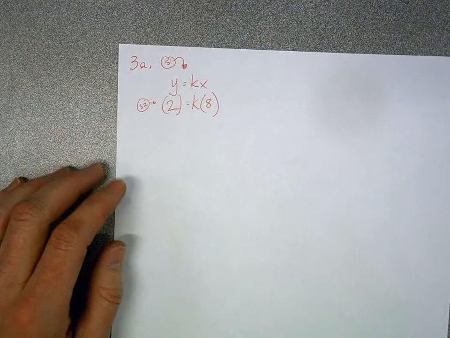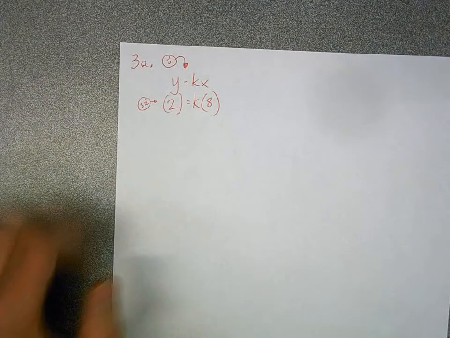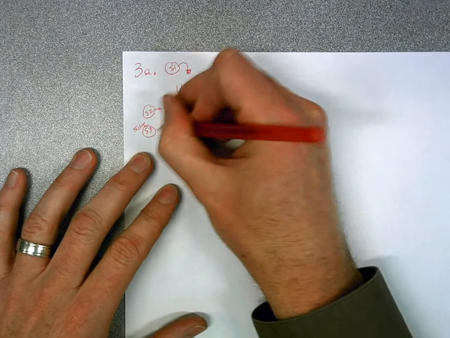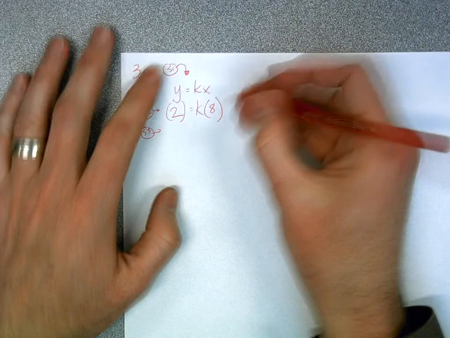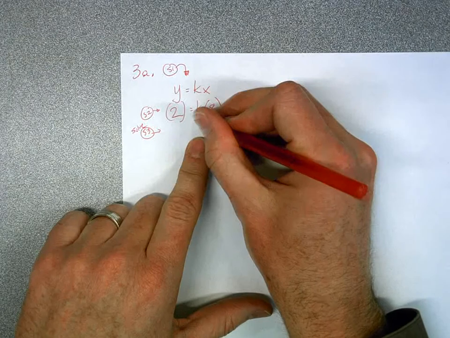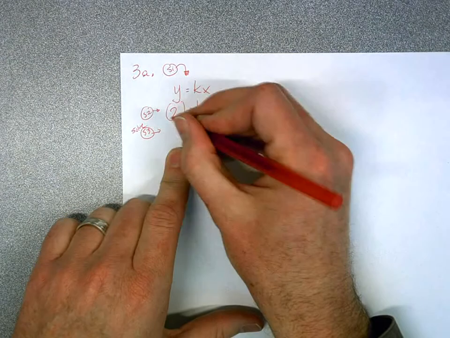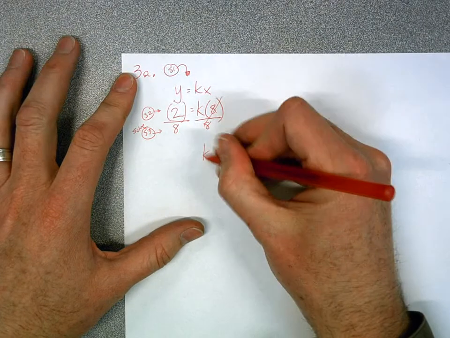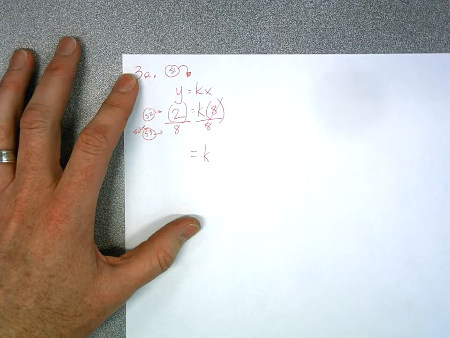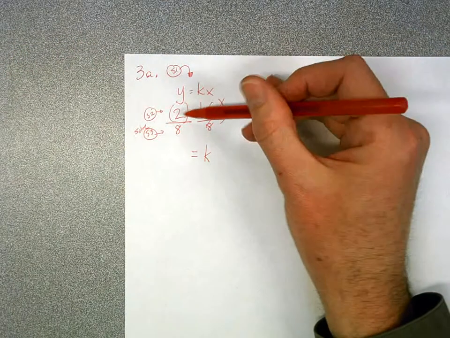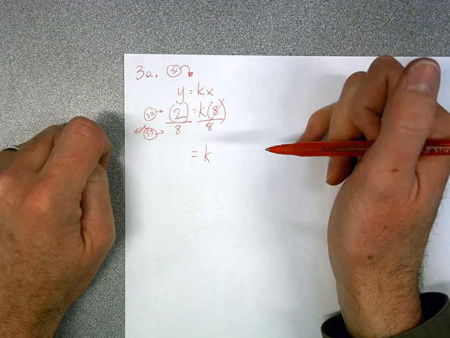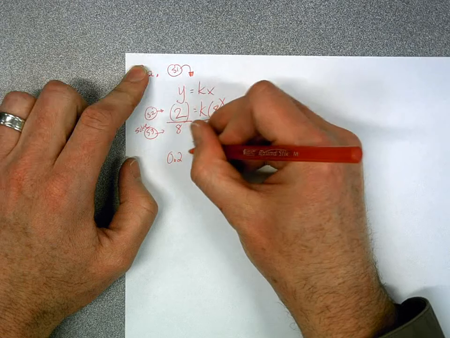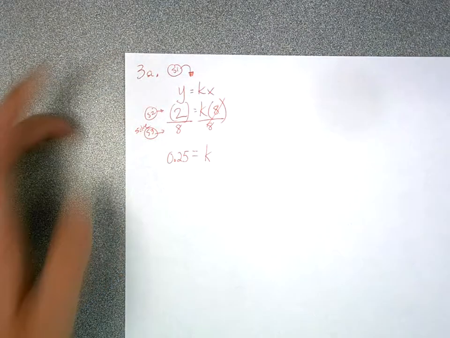Now, after we plug the numbers in, we actually have, guess what? A one-step equation. So step three is we're going to go ahead and solve our one-step equation. So K is being multiplied with 8, so we divide this side by 8. Whatever you do to one side, you do to the other. So K is equal to 2 divided by 8. Well, that reduces to 1/4 if you would like. Do you have a decimal form? There it is.